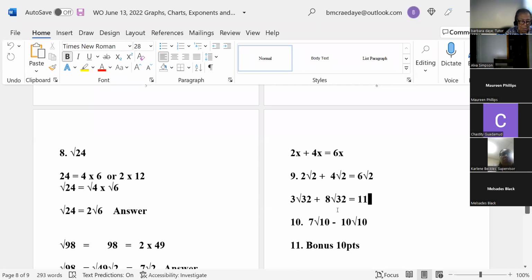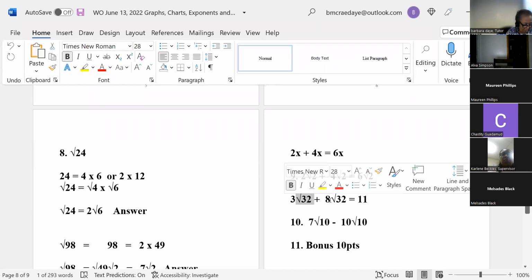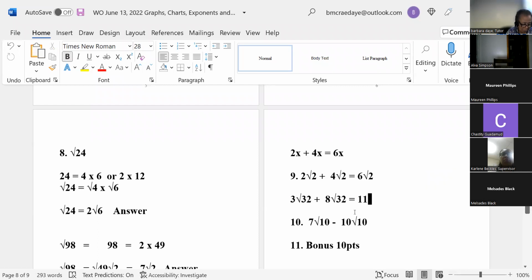I don't remember the name. What's the name of the sign? The radical. The radical of 32, sorry. That's right. Just repeat the radical because they're the same, right? So just take the radical 32 and put it behind the 11. Got it? Yes, miss. So you add the coefficients, 3 and 8, 11, and then just repeat the radical.